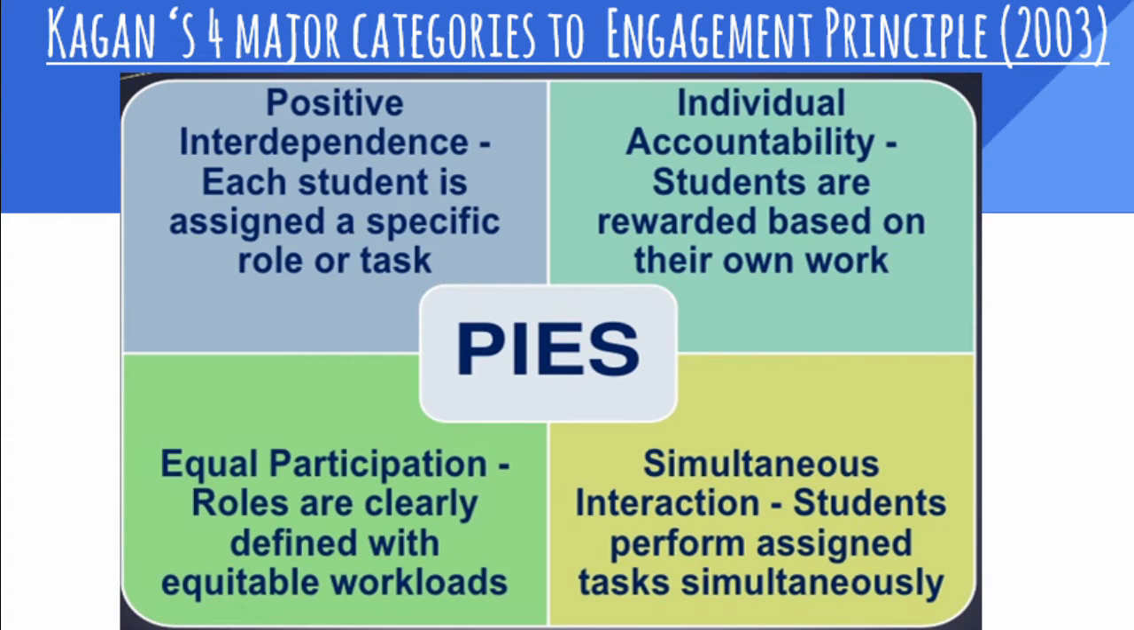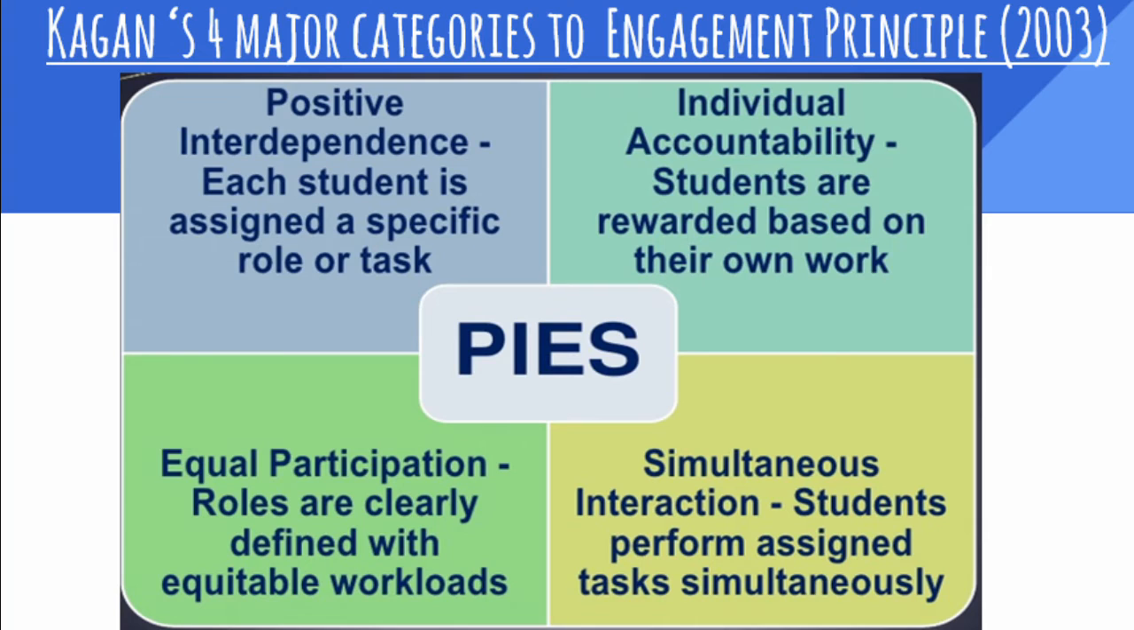Kagan's 4 major categories for the engagement principle. It spells out PIES. So P in PIES is positive interdependence. Each student is assigned a specific role or task. So roles would be, you're going to speak this part, and then I'll talk about the conclusion. I, individual accountability. Students are rewarded based on their own work. This is where peer and self-assessment kick in. Just for myself, I feel like that's the most successful way of getting authentic feedback.